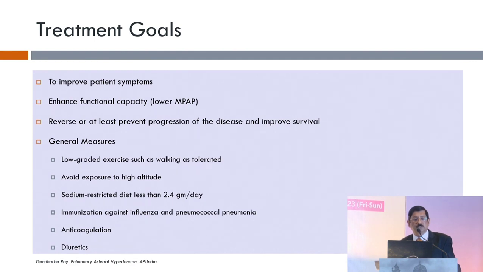General measures: go for low-grade exercises such as walking, but don't go for prolonged walks, only as much as he can tolerate. Avoid exposure to high altitudes, and keep to a sodium-restricted diet of less than 2.4 grams per day. Immunization against influenza and pneumococcal pneumonia is very important. Very often we fail to address this issue in COPD or bronchial asthma patients. Anticoagulation and diuretics.